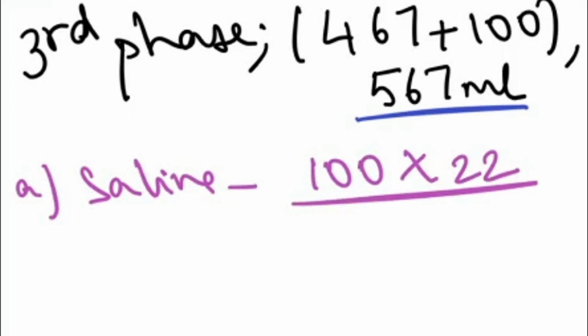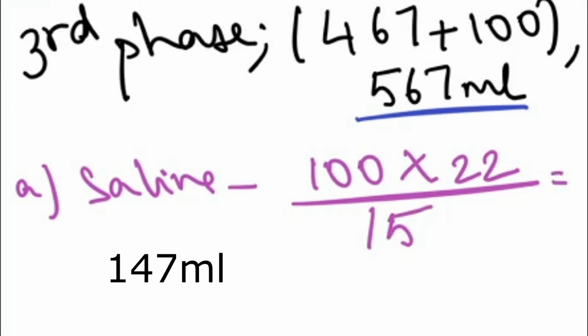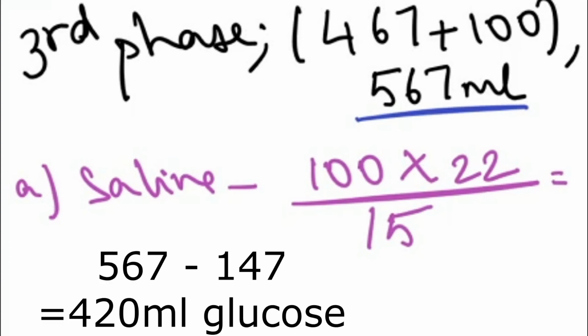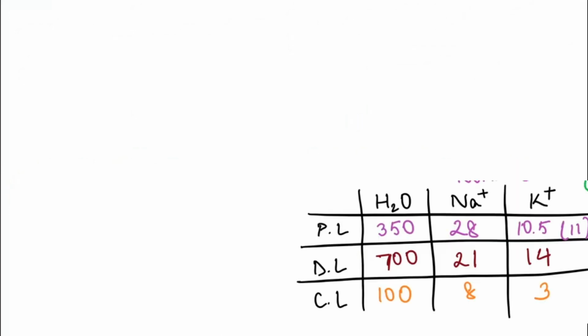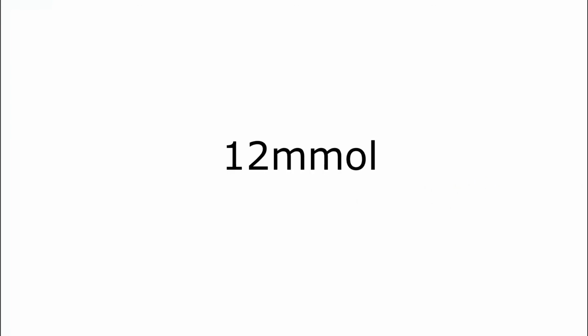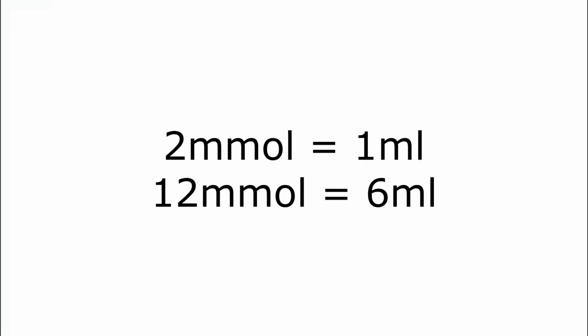Use the formula again, 22 times 100 divided by 15, 147 mils of physiological saline. Now subtract this from the total amount of fluids, and the glucose solution will be 420 mils. For potassium, 2/3 of the daily requirements will be 9 millimoles, and the current losses will be 3 millimoles, so a total of 12 millimoles of potassium needs to be infused, and that means that is 6 mils infused into the glucose solution.